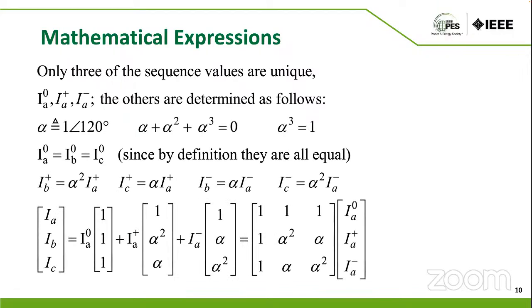Among these, we already know that the symmetrical components are balanced and equally displaced from each other. So if we know one particular component like A phase here, IA0, IA positive sequence, IA negative sequence, you could always get the B phase and C phase symmetrical components by multiplying these components with an operator which is defined as alpha. So alpha is nothing but 1 at an angle of 120 degrees.